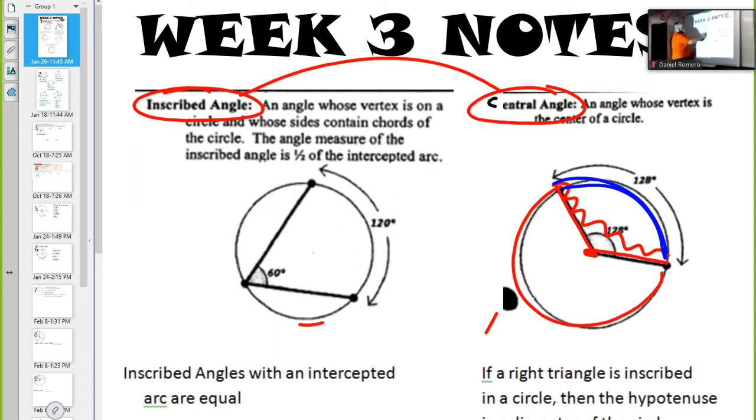So if I remove all this scribble scrabble that I have on the board, let's look at this example. What is the measure of the inscribed angle? That first example. It's 60 degrees, right? Now if you look in between the jaws of that inscribed angle, what is the measure of the arc that is in between the two endpoints of that inscribed angle?